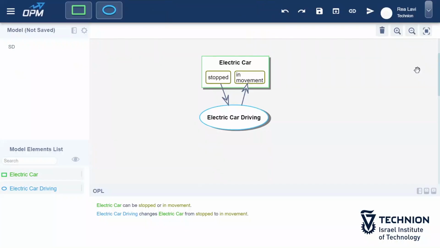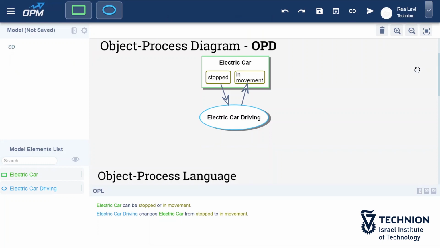In order to demonstrate this, let's look at the electric car driving system. The diagram is called Object Process Diagram, or OPD, while the language in which the sentences underneath are written is called Object Process Language, or OPL. The main function of the system is expressed by the following OPL sentence. Electric car driving changes electric car from stopped to in movement.